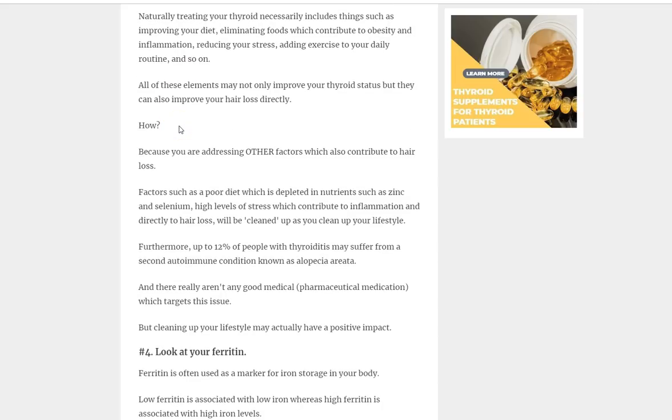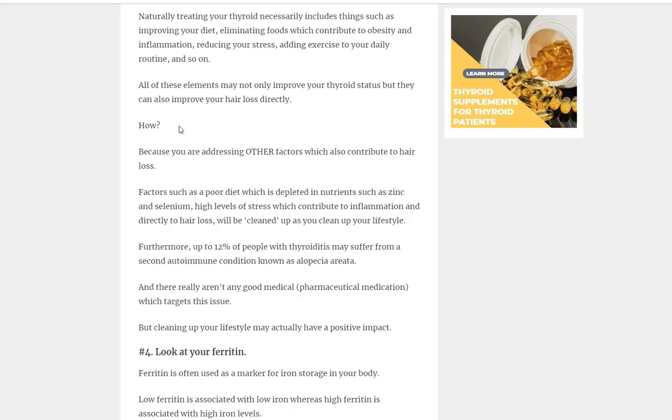Is that they can help replete certain nutrients in your body, such as zinc and selenium. They can reduce the stress, because remember, stress can independently cause hair loss by itself. You can become so stressed out that your hair will fall out, independent of its effect on your thyroid, right? A healthy diet and exercising can reduce inflammatory levels. It can reduce immune dysregulation.